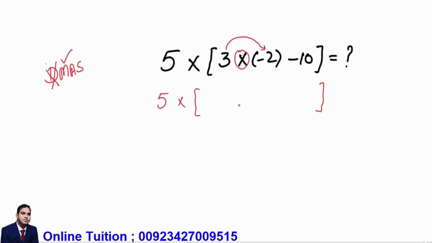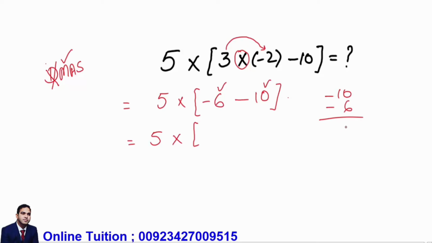3 multiply 2 is 6, and it is negative 6 because 2 is negative. So here negative 10. This is our required value after performing this operation. So after that, this is 5 multiply, this is negative 6, this is negative 10. Negative 10 joined with negative 6 will be 16 but negative. Okay, this is negative 16.